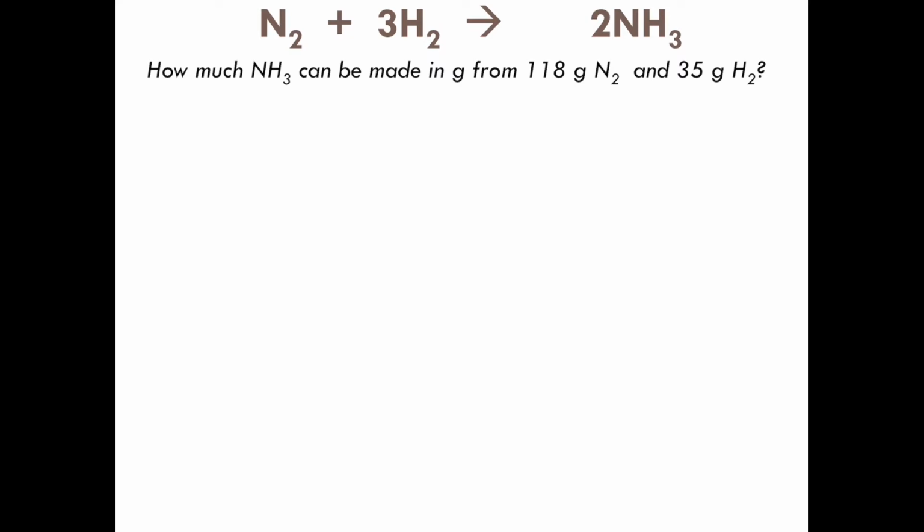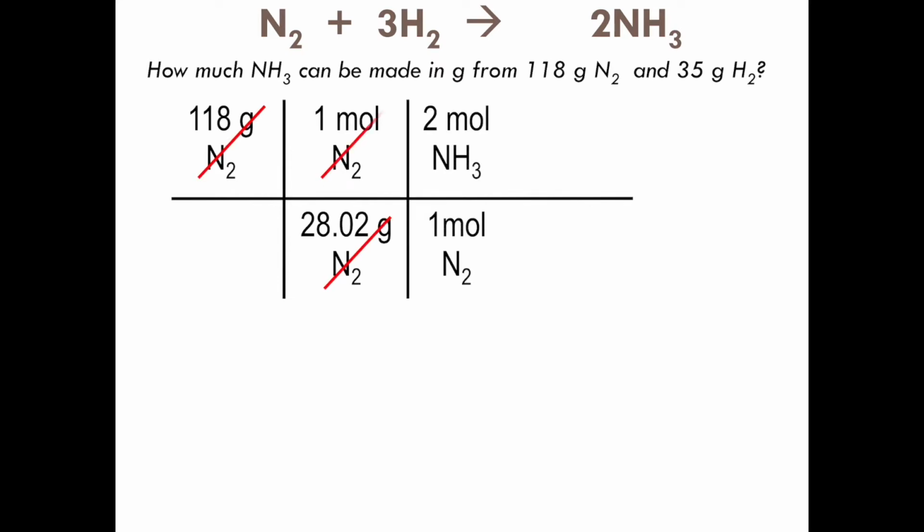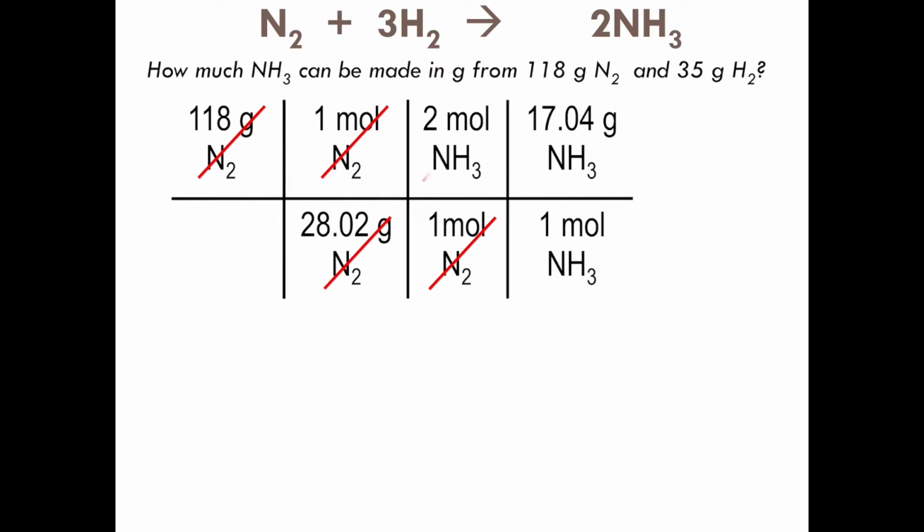Here's another example. I encourage you to pause the video if you would like to try some of these on your own, but how much NH3 can be made in grams from 118 grams of N2 and 35 grams of H2? So now I'm not asking which one is the limiting reactant, but I'm asking how much am I actually going to make? So it's a little bit of a different question, but I still am going to start with 2 stoichiometry problems. I'm going to start with 118 grams of N2, going to convert that to moles, and then going to convert it back into grams. So I've got 144 grams of NH3 that I could make.